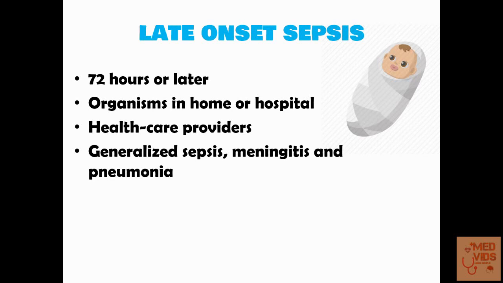But we saw that early onset sepsis usually presents as pneumonia. That's not the case with late onset sepsis. It can manifest as generalized sepsis, meningitis, and pneumonia. And also remember that early onset sepsis not only manifests as pneumonia. In some cases, it can also manifest as generalized sepsis and meningitis, but most commonly it manifests as pneumonia alone.